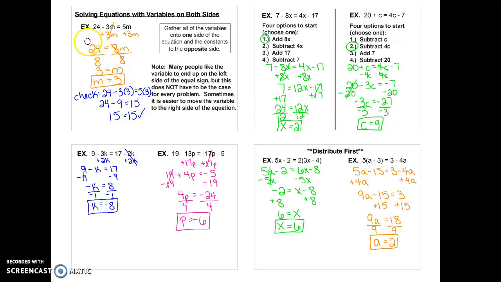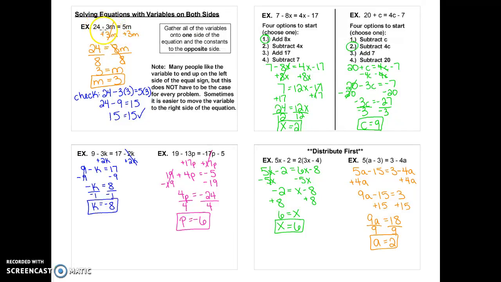Okay, so let's look at an example. We have 24 minus 3m equals 5m. Okay, so you can see that on my left side, I have a constant, which is 24. I have a negative 3m as well. Then on my right side, all I have is a positive 5m. Okay. So in this case, my best choice is to move this 3m to the other side of the equal sign because I want to get it away from this constant. Okay. So I'm going to move it to the right-hand side.